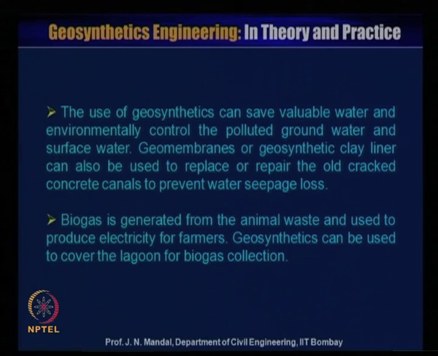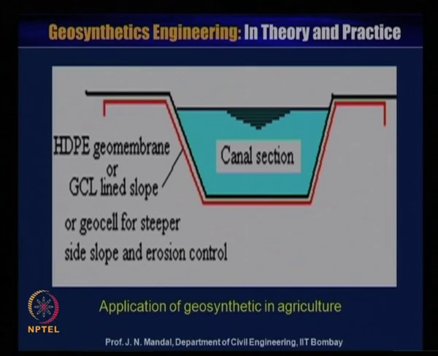Biogas is generated from animal waste and used to produce electricity for farmers. Geosynthetics can be used to cover the lagoon for biogas collection. There are many uses for the geomembrane or geosynthetic clay liner. Here you can see a canal section where you can place that red color high density polyethylene geomembrane, or you can use the geosynthetic clay liner, or you can use the geocell for steeper side slope and erosion control, and there will be no seepage.